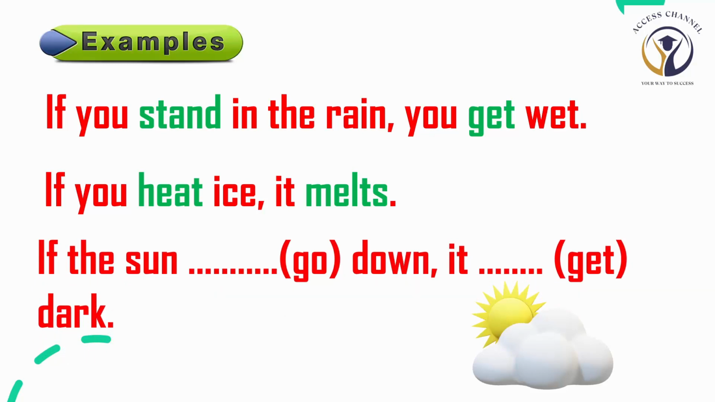Okay, so let's try to do the third one on your own. If the sun, and I just want you to put the verb go in the correct form. And in the second clause, it's what? Get dark. Also, put the correct form of the verb. You are right. Yes, as we said, the form is present simple and present simple. So if the sun, you're right, goes down, that's correct. It gets dark. That's right.